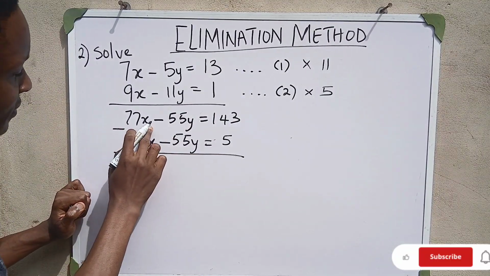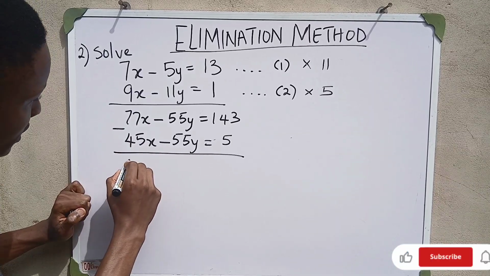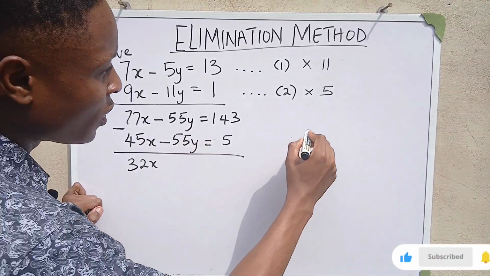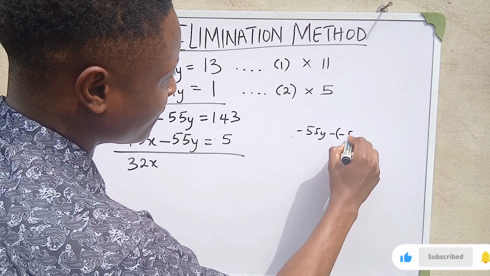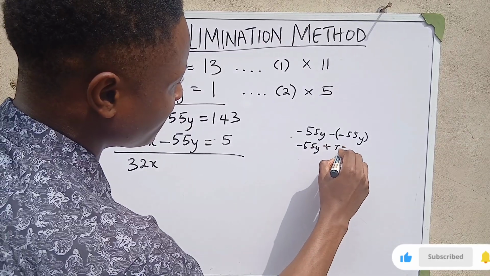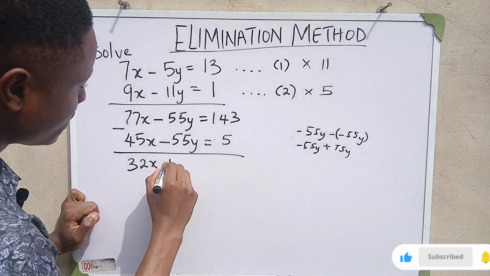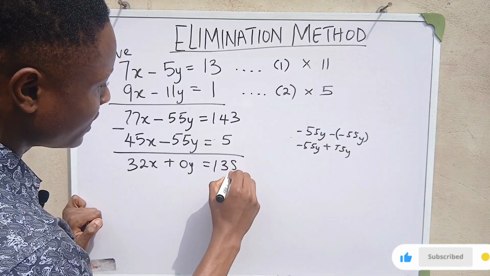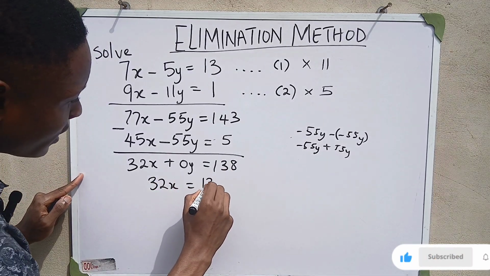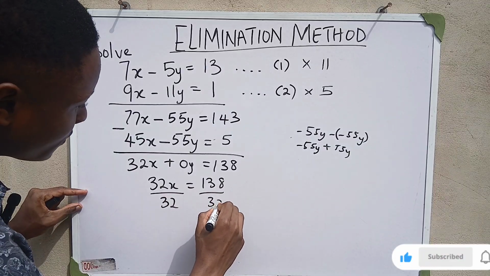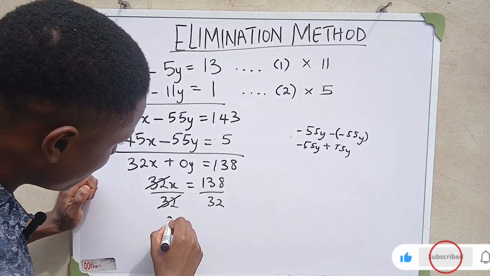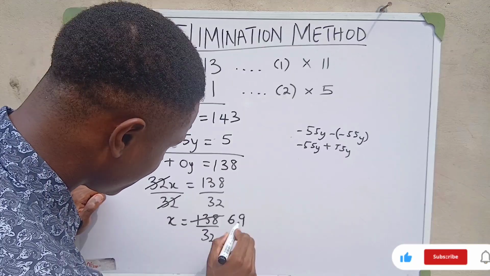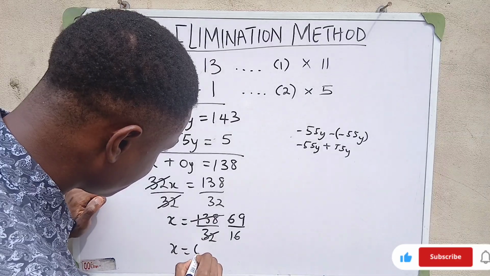So subtracting, 77x minus 45x is going to give us 32x. Minus 55y minus 55y is minus 55y plus 55y, so that is going to give us 0. So this is plus 0y is equal to 143 minus 5 is 138. So 32x is equal to 138. Dividing both sides by 32, 32 cancels 32, so our x is 138 over 32. 2 goes into 138 to give us 69, and 2 goes into 32 to give us 16. So x is 69 over 16.